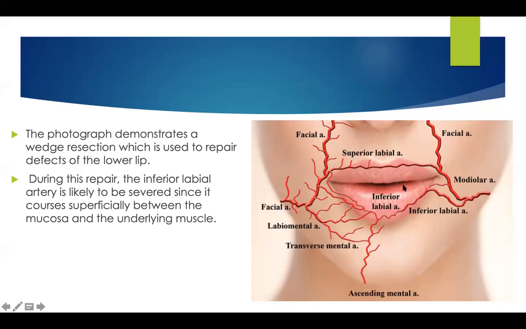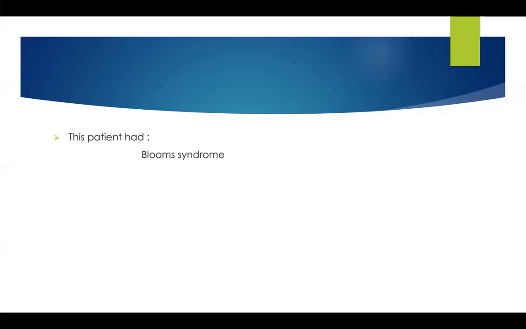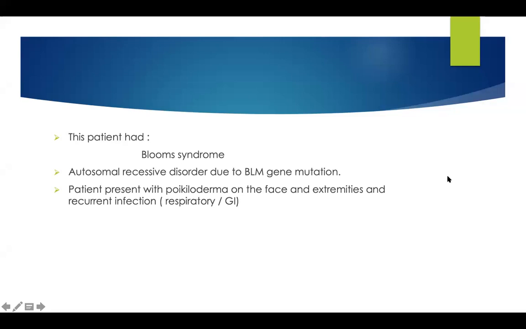Question 9. The child with a skin lesion shown here first noted at 7 weeks of age. He appears short for his age and has a history of recurrent respiratory infection. He is at increased risk of all of the following except. Yes, absolutely right. It's salt and pepper retinal pigmentation. And the syndrome is Bloom syndrome. You are correct, Dr. Jawahar. And as you know, it is an autosomal recessive disorder due to BLM gene mutation. And the patient presents with poikiloderma on the face, as you see, and the extremity and recurrent infection with the respiratory and GI. Okay, salt and pepper pigmentation, usually we'll see it in Cockayne syndrome. Okay, not in Bloom syndrome. You have to remember your genetics.